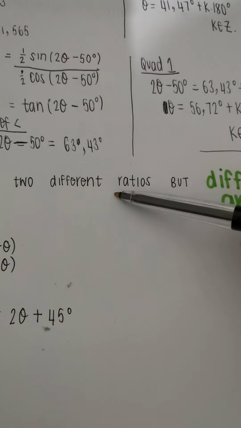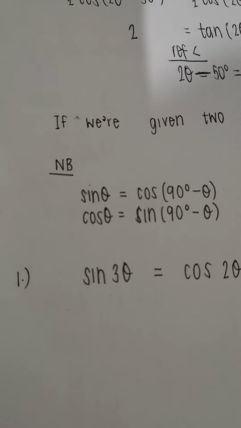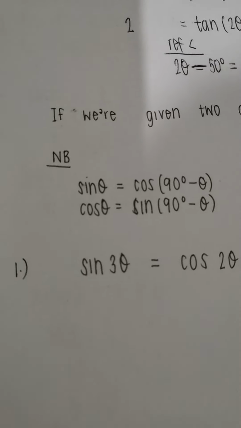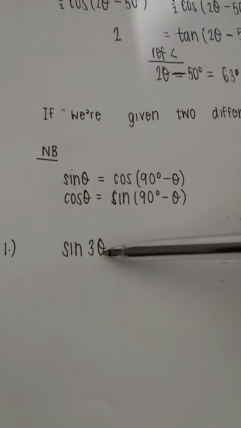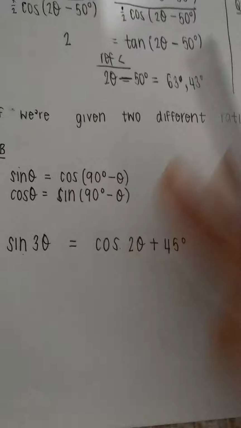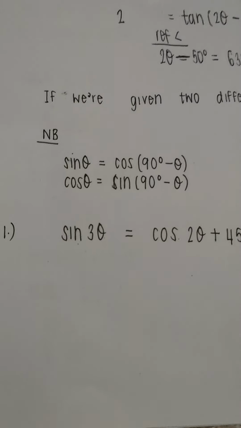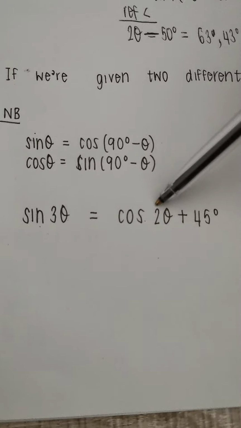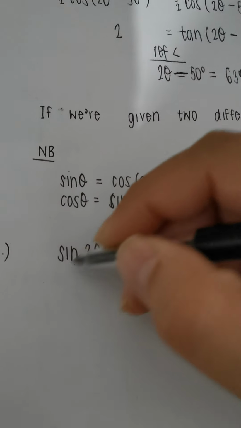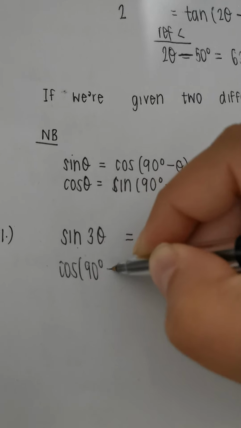Now what happens if we have different ratios but different angles? Then you're going to use the identity, the reduction where we have 90 degrees minus to our advantage. Okay, so see here I have sine on one side, I have cos on the other side. One angle is completely different from the other angle over there. So what are we going to do? Pick the easier one. You can pick either one that you want. I say pick the easier one. This one here seems easier to work with than this one over here. So I'm going to change this to this.